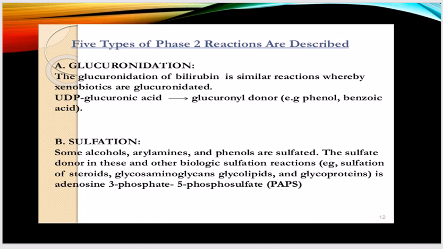The second reaction is sulfation. Some alcohols, aryl amines and phenols are sulfated. The sulfate donor in these reactions and other biological sulfation reactions, such as sulfation of steroids, glycosaminoglycans, glycolipids and glycoproteins, is the active form of the conjugating agent, PAPS, that is also known as phosphoadenosine phosphosulfate.